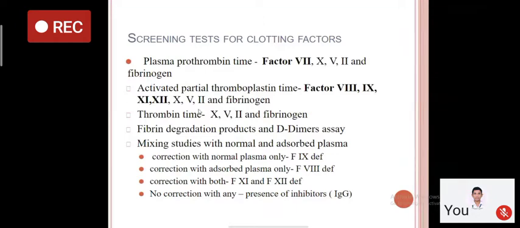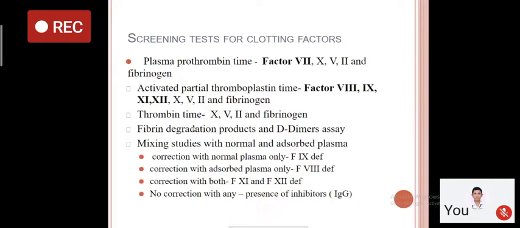Thrombin time gives you an idea about the common coagulation pathway, in which factor 10, 5 and factor 2 are predominantly important, and it also gives you information regarding the serum fibrinogen concentrations. Then these are the final products of fibrinolysis, the fibrin degradation products and D-dimers. They can also be used as an assay to look at how this coagulation cascade is being controlled.